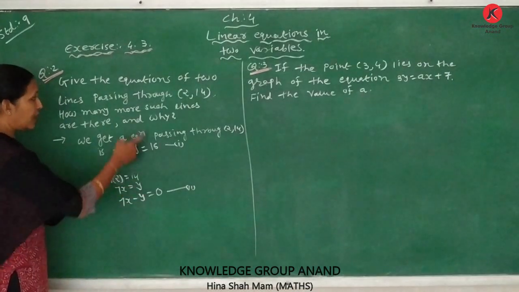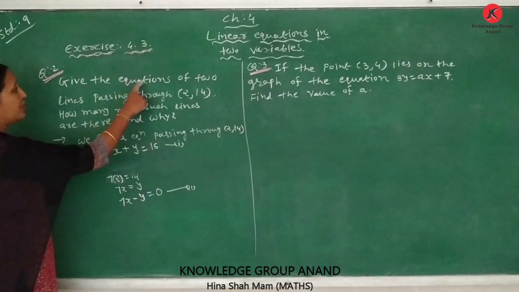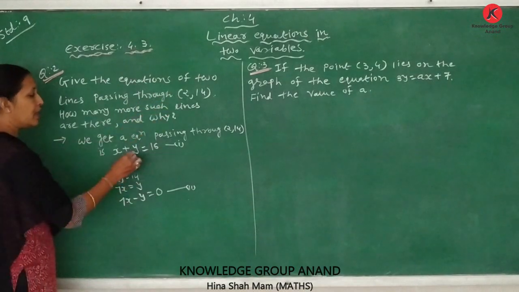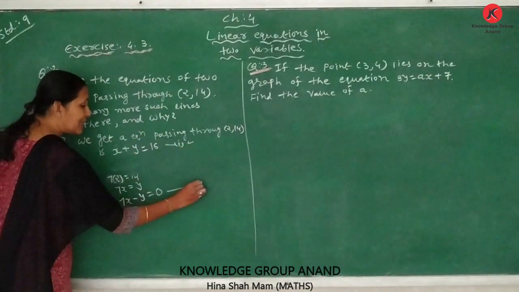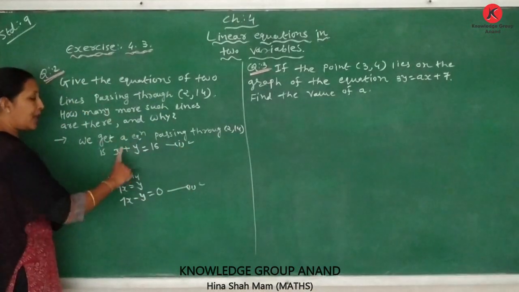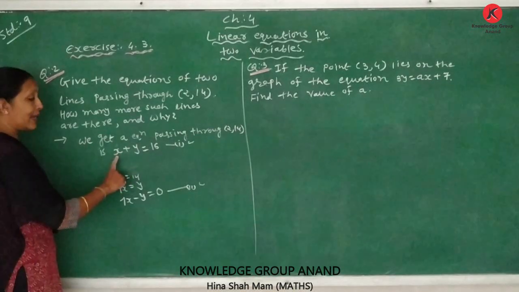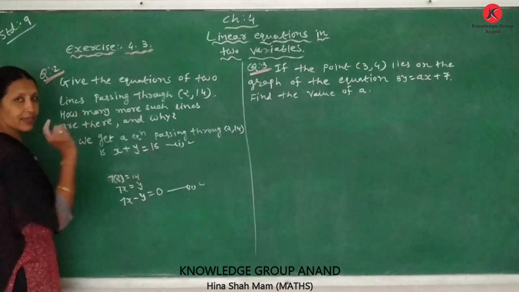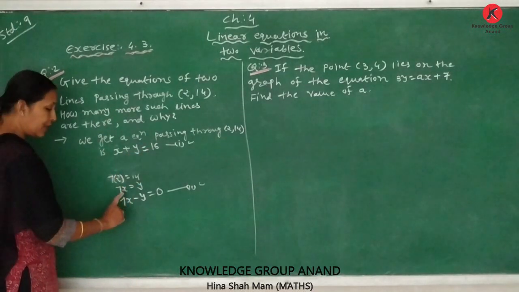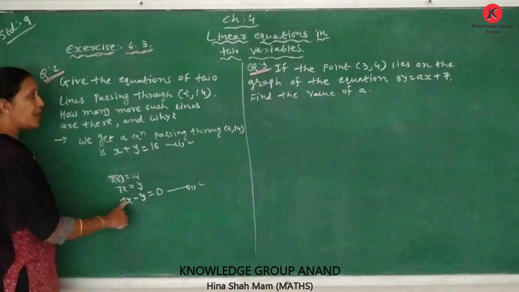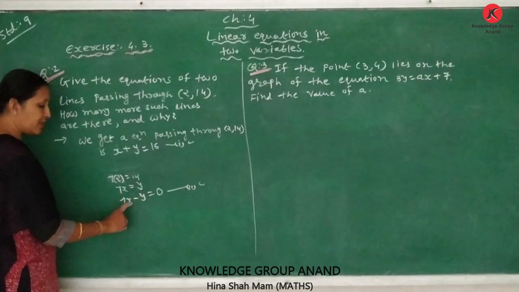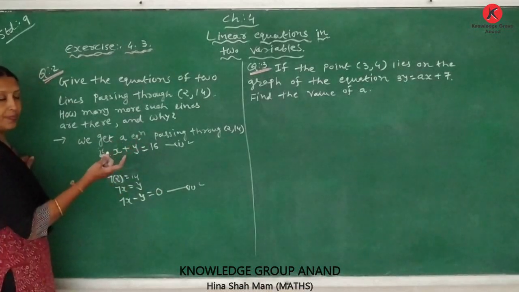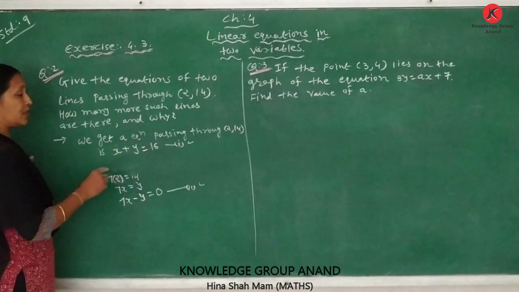Give the equation of two lines passing through (2, 14). Both lines pass through (2, 14). Put x is equal to 2, y is equal to 14: 2 plus 14 is equal to 16. Or put x is equal to 2, y is equal to 14: 7 times 2 is 14, minus 14 we get 0. It satisfies both equations.